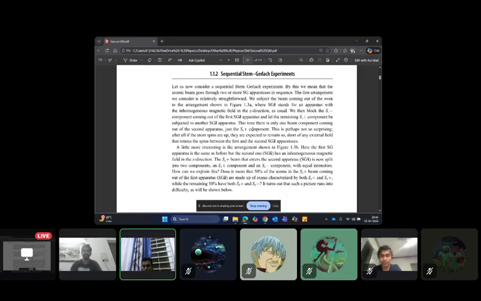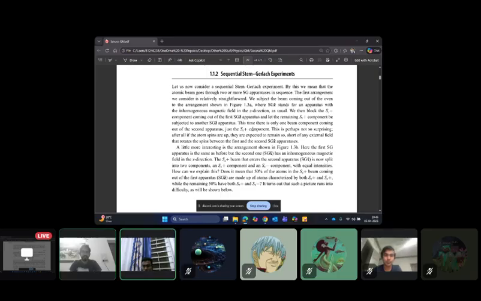1.1.2 Sequential Stern-Gerlach experiments. Let us now consider a sequential Stern-Gerlach experiment. By this, we mean that the atomic beam goes through two or more SG apparatus in sequence. The first arrangement we consider is relatively straightforward. We subject the beam coming out of the oven to the arrangement shown in figure 1.3a, where SG Z hat stands for an apparatus with the inhomogeneous magnetic field in the Z direction, as usual.